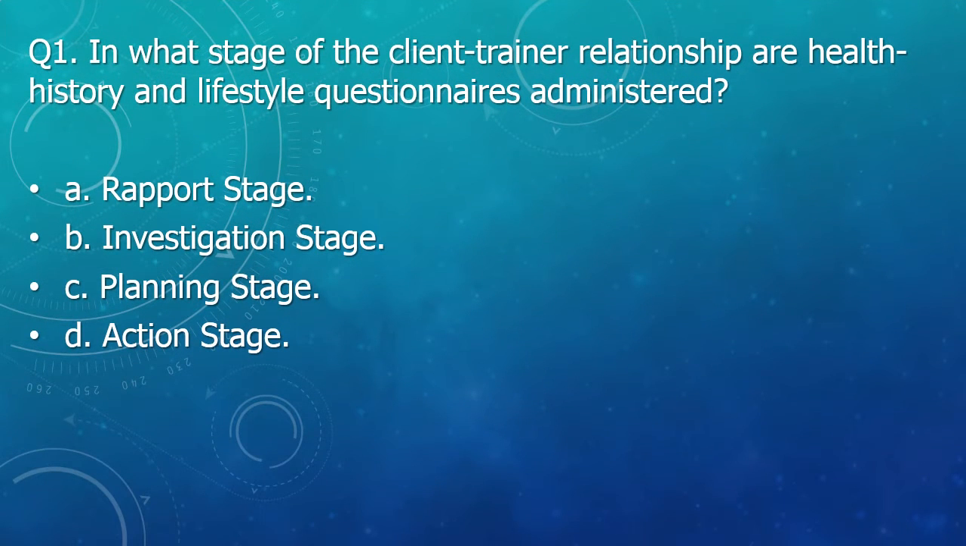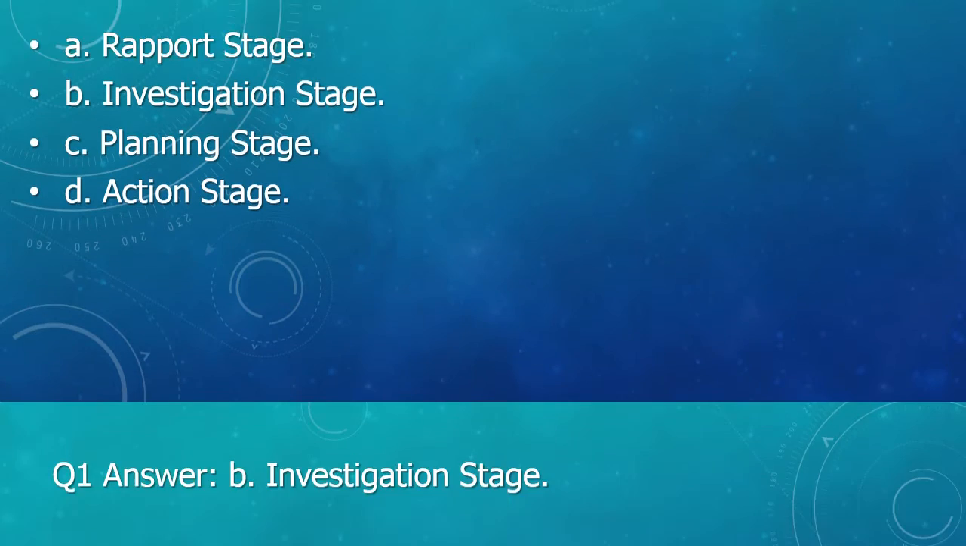Question 1. In what stage of the client-trainer relationship are health history and lifestyle questionnaires administered? A. Rapport stage. B. Investigation stage. C. Planning stage. D. Action stage. Question 1 answer, B. Investigation stage.